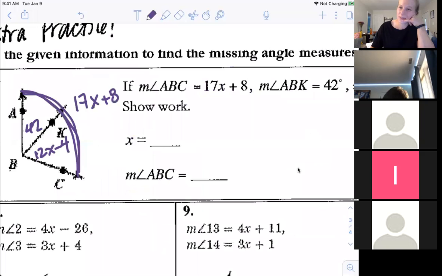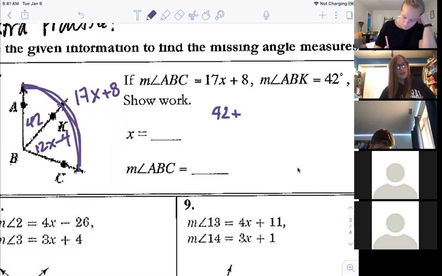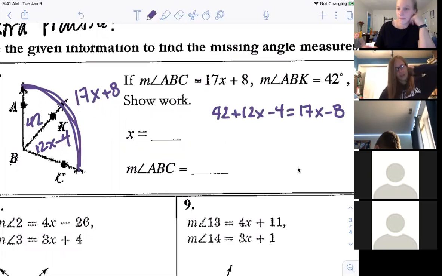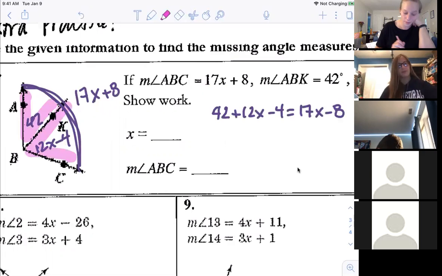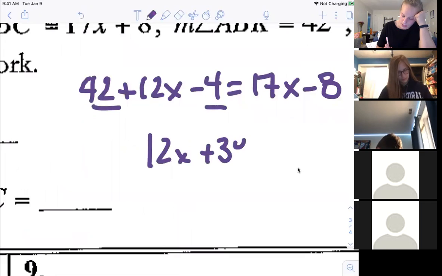How would I find x? Would you add 42 plus 12x, take away 4, and put it equal to 17x plus 8? Good. Why do you know that, Ella? Because the two inner angles measure up to the total. Good. These are two little bitty angles and they make the big angle ABC. So we'd add up the two small ones and set them equal to the big one. Awesome.